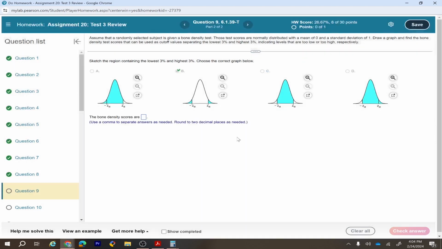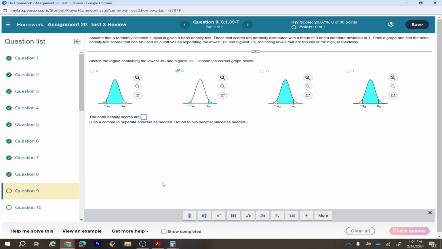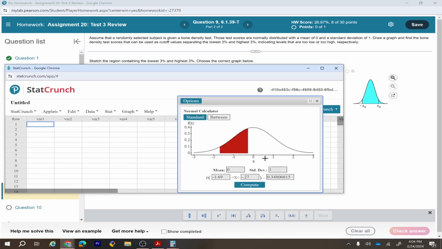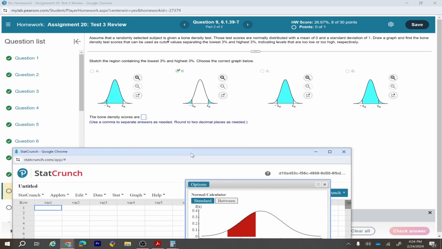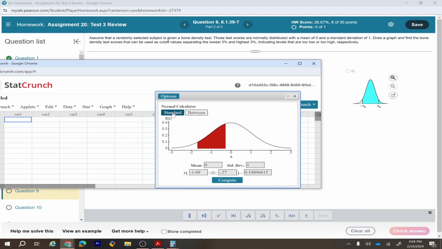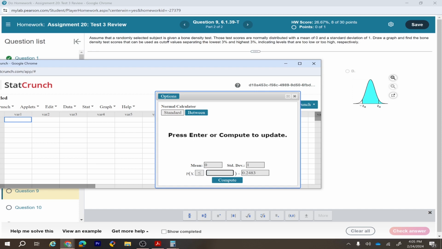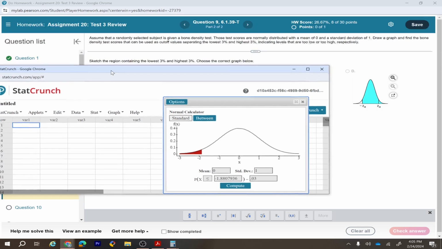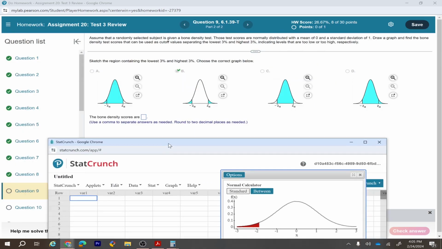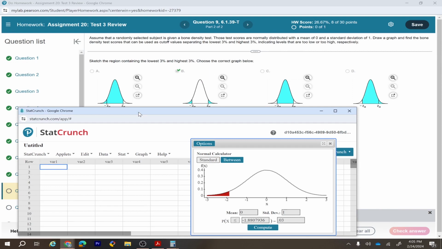Now to find the values, you can go back here and find them one by one. You use the standard normal calculator. You want to find the value for less than something, which gives you 3% to the left side. So you want this value, which is negative 1.88. If you round it to two decimals, it's negative 1.88.